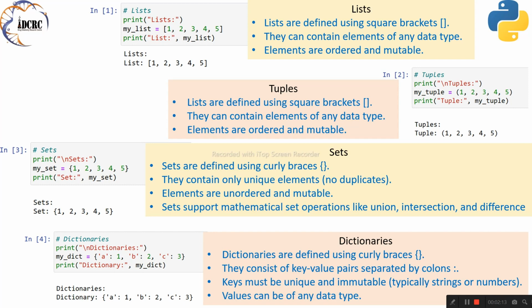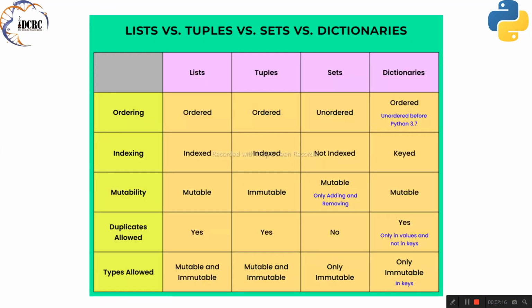objects. To summarize, we've covered 4 essential data structures in Python: lists, tuples, sets, and dictionaries. Each has its own characteristics, use cases, and advantages. Understanding when and how to use these data structures will greatly enhance your Python programming skills.